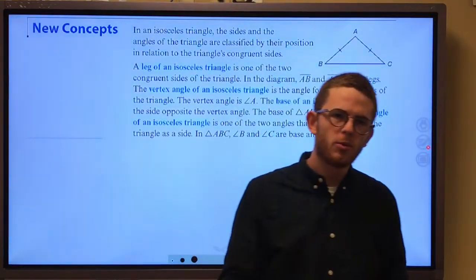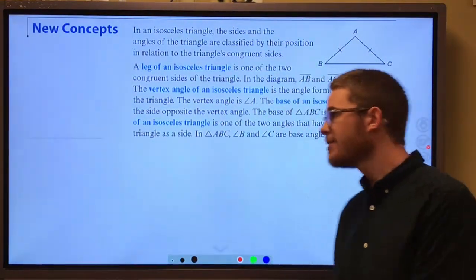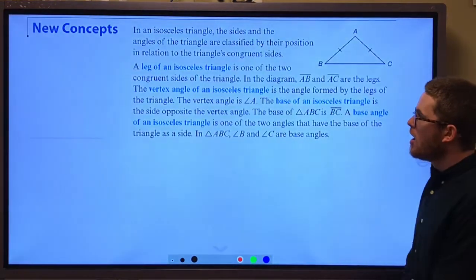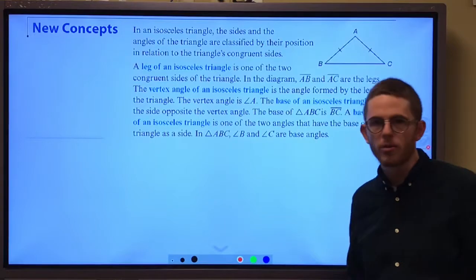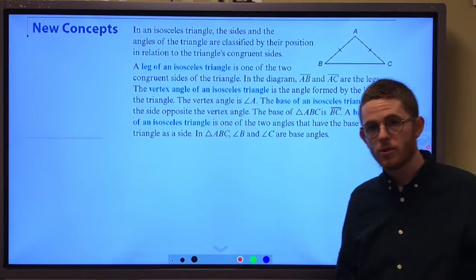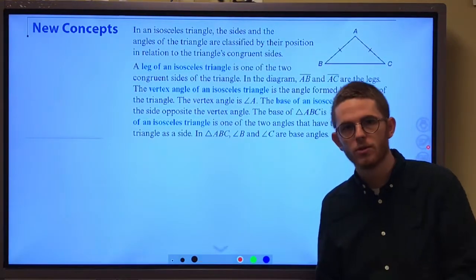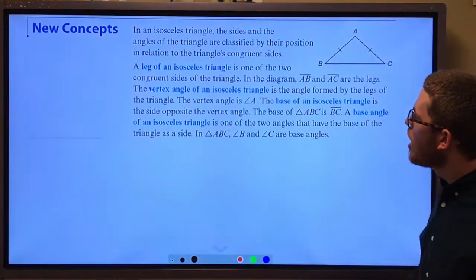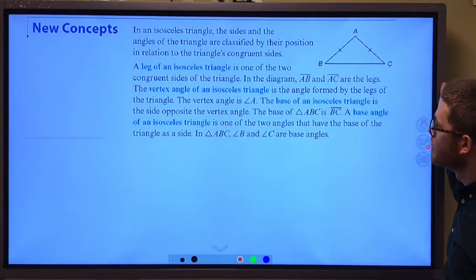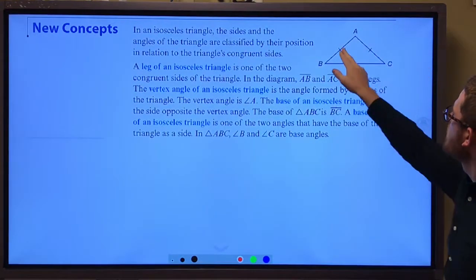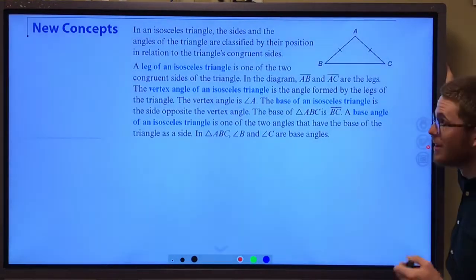All right, we're looking a little bit more specific at isosceles and equilateral triangles. So first thing about isosceles triangles, just some terminology that I believe we spoke to before, but being a little bit more specific about it here. A leg of an isosceles triangle is one of the two congruent sides of the triangle. In this diagram, AB and AC would be the legs.